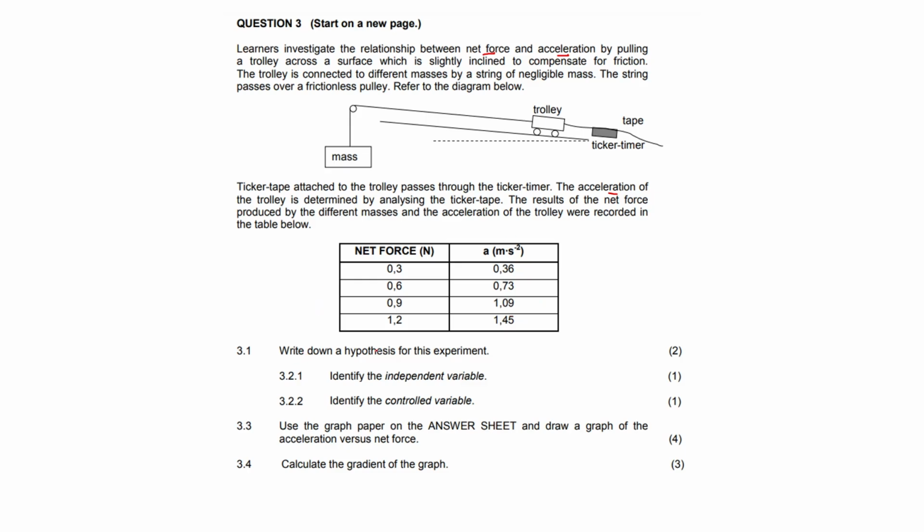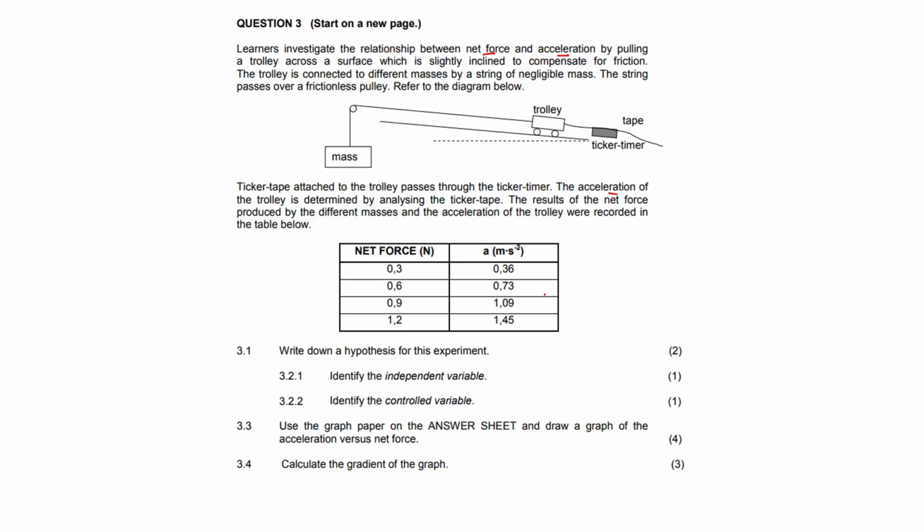3.1. Write down a hypothesis for this experiment. So a hypothesis for this experiment could be: the net force is directly proportional to acceleration if the mass of the trolley is kept constant. Always remember to have your dependent and independent variable in that hypothesis.